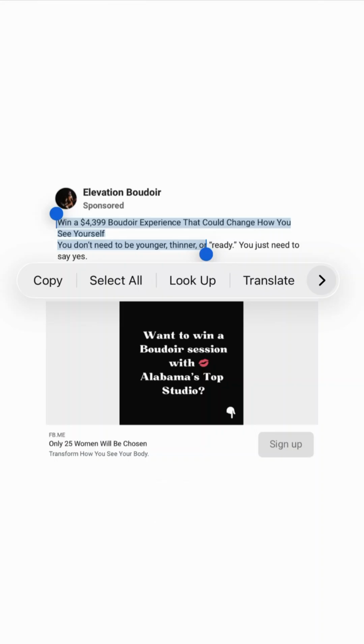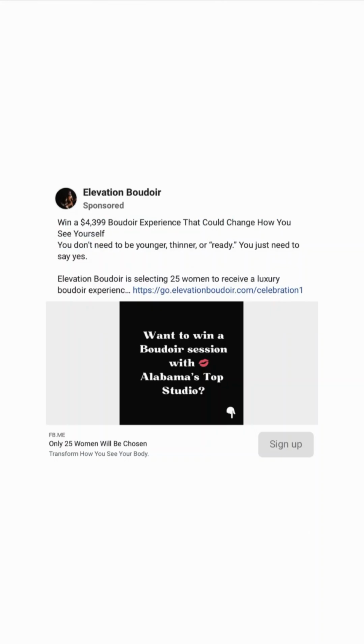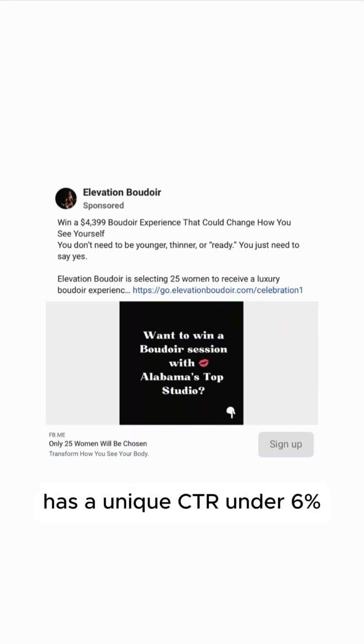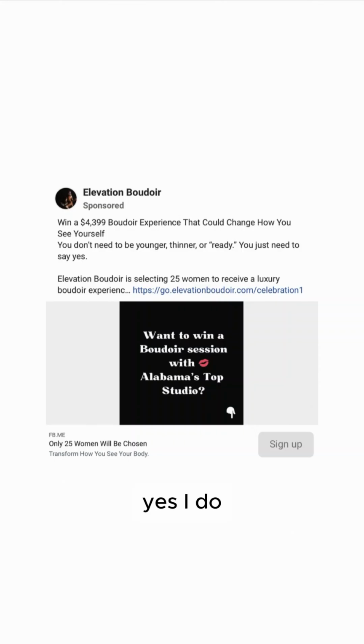Now, looking at everything all together, do I believe this Boudoir Facebook ad has BLCS, has a unique CTRL under 6%, has Boudoir low click syndrome? Yes, I do.